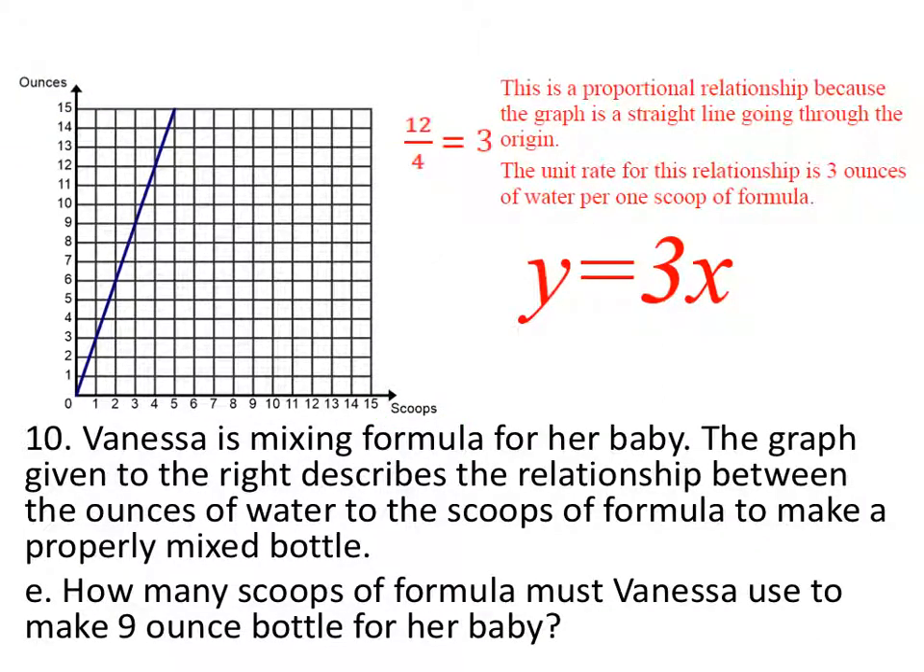Part E, how many scoops of formula must Vanessa use to make a 9-ounce bottle for her baby? We can use the graph on this one. That's 9 ounces right there. How many scoops would this point be on that line? 3. Yep, 3 right there. So that would be 3 scoops.